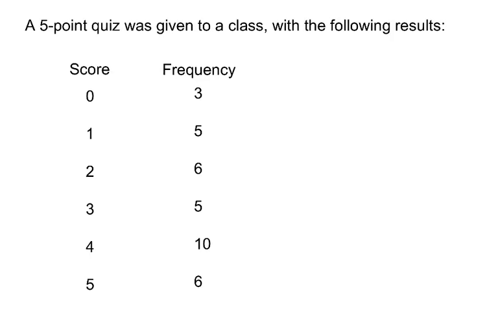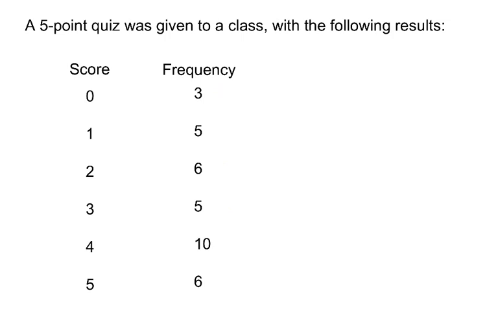A 5-point quiz was given to a class with the following results, and we can see the table that shows the possible scores on the quiz, 0, 1, 2, 3, 4, and 5, and then a column that lists the frequency. What this column tells us is the number of students that earned each of those scores. So, for example, 3 students earned a 0, 5 students earned 1 point, 6 students earned 2 points, 5 students earned 3 points, 10 students earned 4 points, and 6 students earned 5 points.